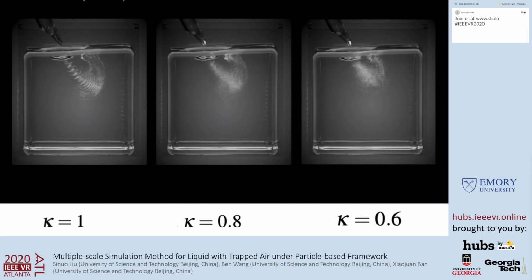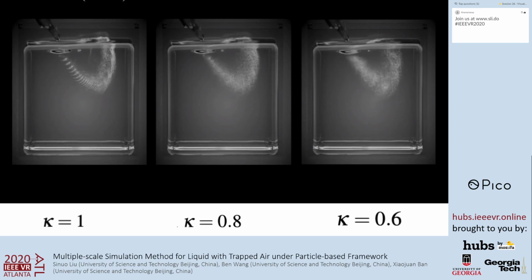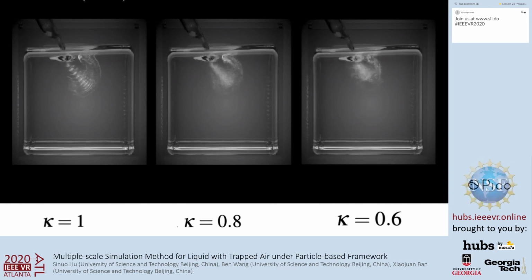When kappa equals 1, Brownian motion is not added, and the distribution of air material is periodic. After adding Brownian motion, the zero effect is improved.